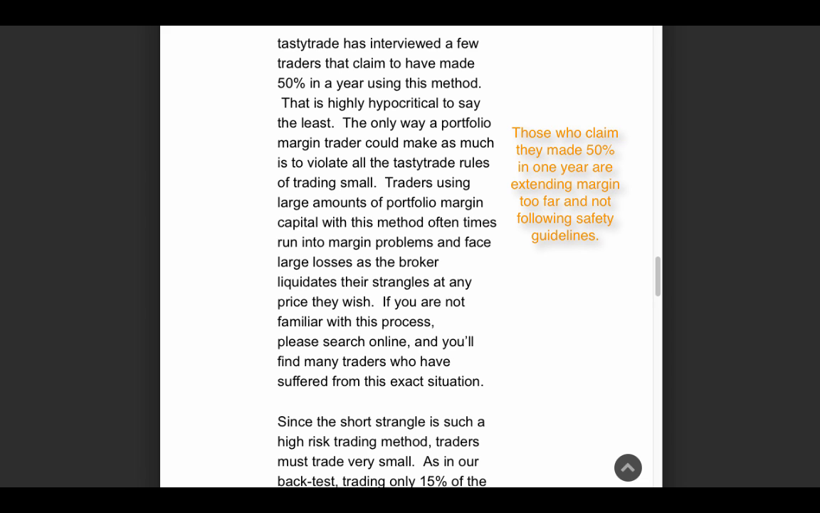Okay, so they know, because they're the brokers, and they see all of their clients. They see behind the scenes, so they see hundreds of people over the years, blowing up their accounts left and right. So they know, and that's why they put in those disclaimers all the time. Trade small.